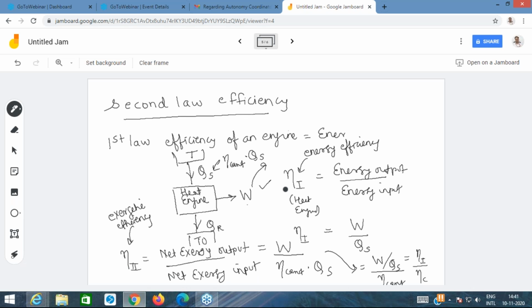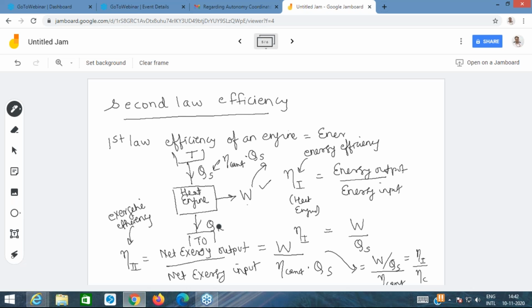So first law efficiency tells you the energy losses, whereas the second law efficiency indicates the exergy destroyed, the exergy destruction. Okay, so that is the difference. First law tells you where the energy is being lost, meaning how much of the energy is not converted to useful output. That is what the first law tells you, whereas the second law tells you how much exergy is destroyed, and how much of the maximum work potential one is able to achieve.